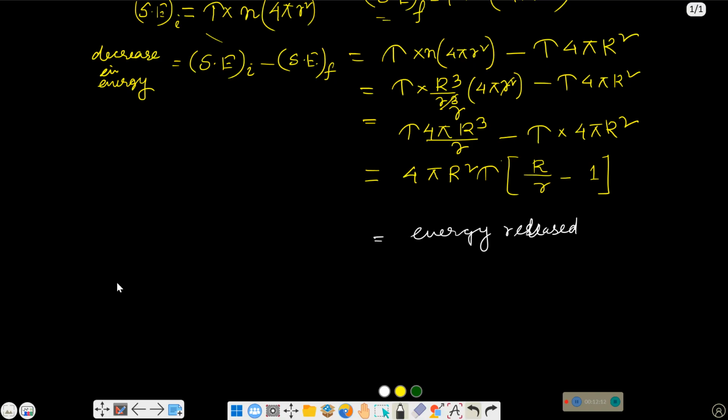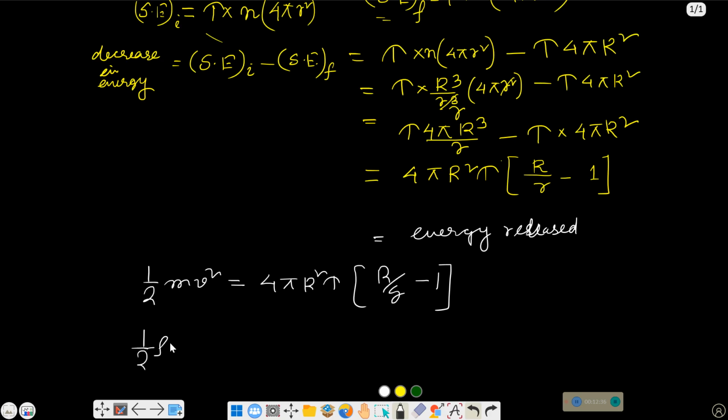Now this energy released will be equal to half mv square. Okay, half mv square of the bigger drop is equal to 4 pi capital R square T into capital R by small r minus 1. So what will be the mass of this? If the density of the droplets is rho, then density into volume will give you the mass, 4 by 3 pi capital R cube rho, into v square is equal to 4 pi capital R square T into capital R by small r minus 1. Is it?